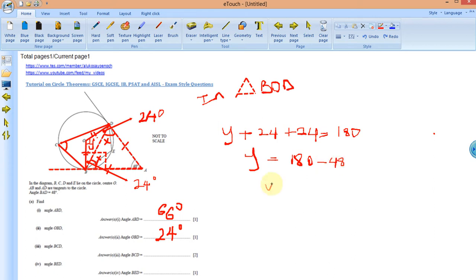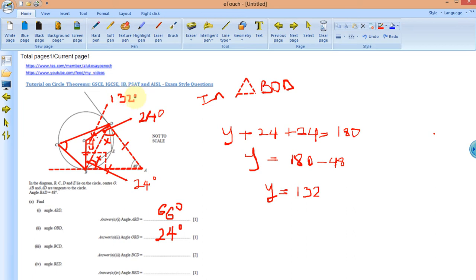Okay, from there then my Y will be what? So what is 180 minus 48? 180 minus 48 gives me 132. So this angle Y here, let me use an arrow to indicate that, this angle here is 132 degrees.